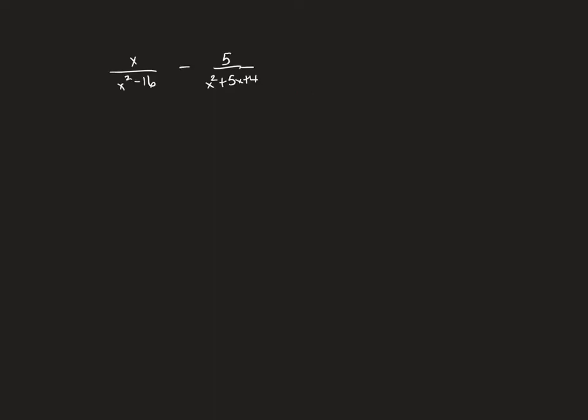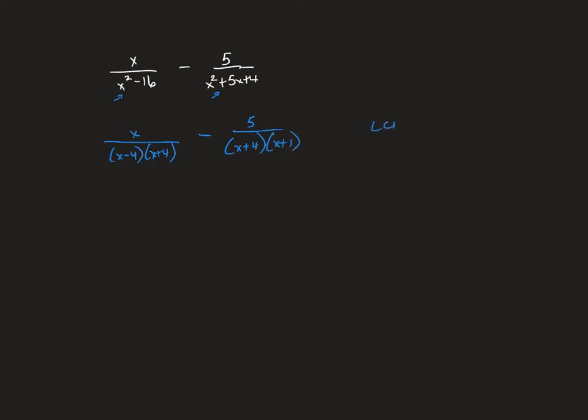Okay, so next question. Instead of multiplying or dividing rational expressions, this time I'm subtracting. Rule for adding or subtracting fractions is they have to have a common denominator. And so what I'm going to do is factor both of these. So it'll be x over x minus 4, x plus 4, minus 5, and then this factored is x plus 4 and x plus 1.